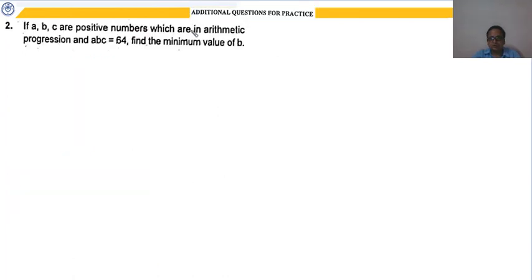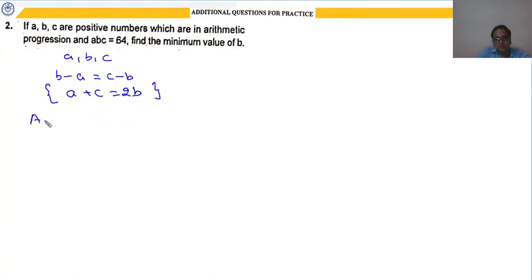Now, question number 2. It says if A, B, C are positive numbers which are in arithmetic progression, three numbers in arithmetic progression, that means their difference is constant, and their product is given as 64. We have to find the minimum value of B. So if A, B, C are numbers in arithmetic progression, we can say their difference is constant. That is, we can say A plus C is equal to 2B. A basic property for 3 numbers to be in arithmetic progression.